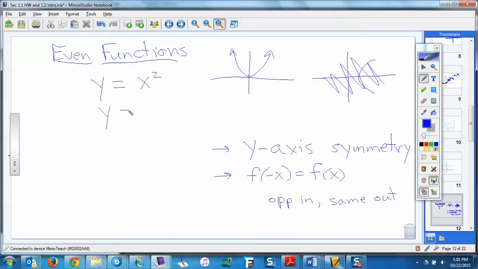What's the trig function that has y-axis symmetry? Picture those trig graphs. Which one? Cosine. Yes. Think of the cosine graph. Goes like that, goes like that. It has y-axis symmetry. Cosine of pi is -1. Cosine of negative pi, also -1. Right? You get the same output when you put in opposites. Those are even functions. Okay, what are odd functions?